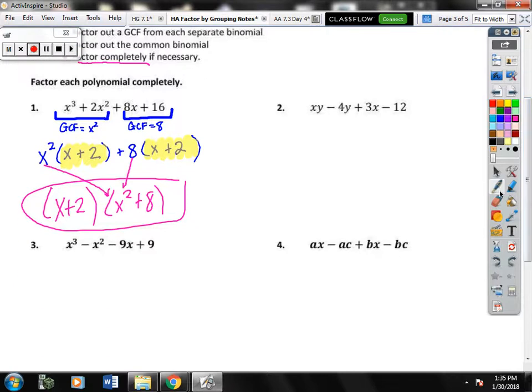All right, next one. Group the first 2 terms and the last 2 terms. And if you want, you can check by foiling. So you can always foil it, make sure you get back to the original. Notice that I didn't solve this. Isn't it interesting how I did not say x equals negative 2 here? Can you notice that? Why did I not do that?